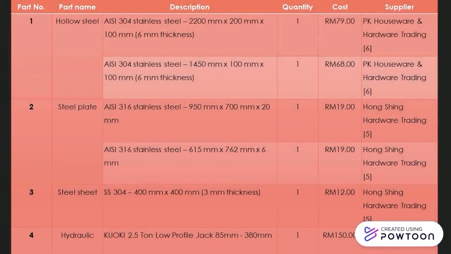Bill of materials. Part number 1, hollow steel. We use SS 304 stainless steel with two different lengths, costing 79 and 68 ringgit, both 6mm in thickness. Part number 2, steel plate. We use SS 316 stainless steel with two different lengths, costing 19 ringgit. Part number 3, steel sheet. We use SS 304 with 3mm thickness, costing 12 ringgit. Part number 4, hydraulic. We use a Koki 2.5 ton low profile jack, 85mm to 380mm, costing 150 ringgit.